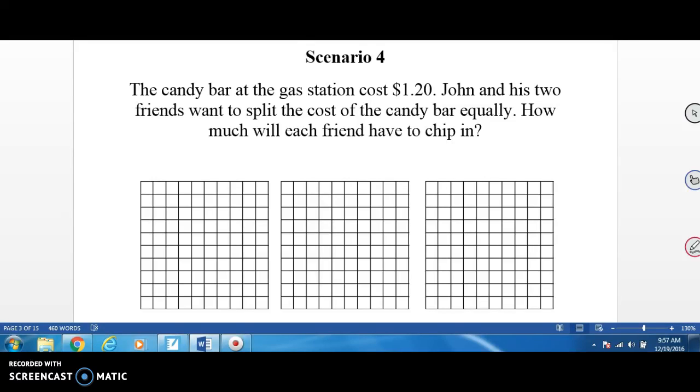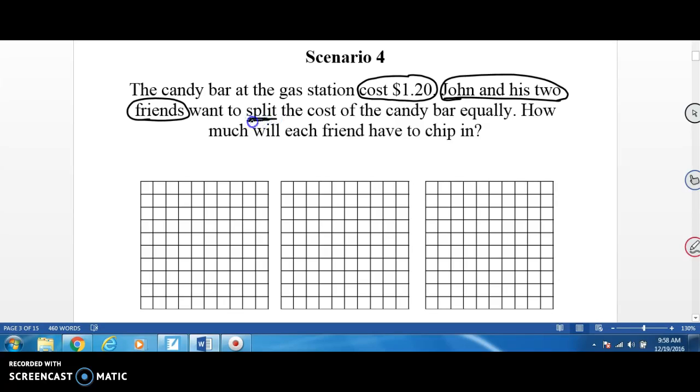So for scenario 4, we're going to do a little bit more practice with dividing a decimal by a whole number. So it says the candy bar at the gas station cost $1.20. John and his 2 friends, which gives us a total of 3, want to split the cost of the candy bar equally.